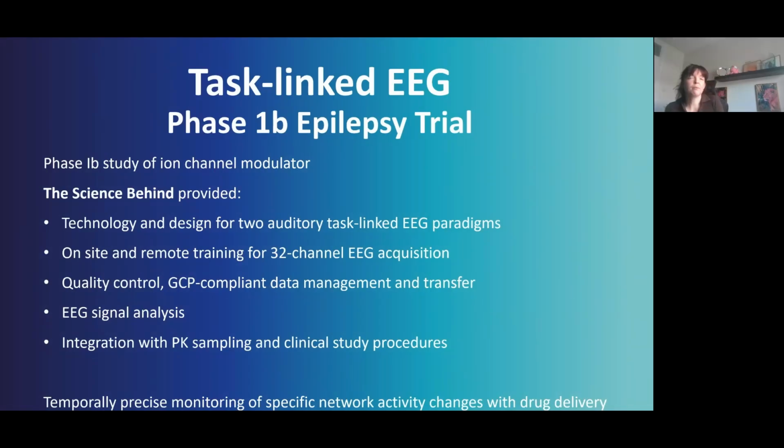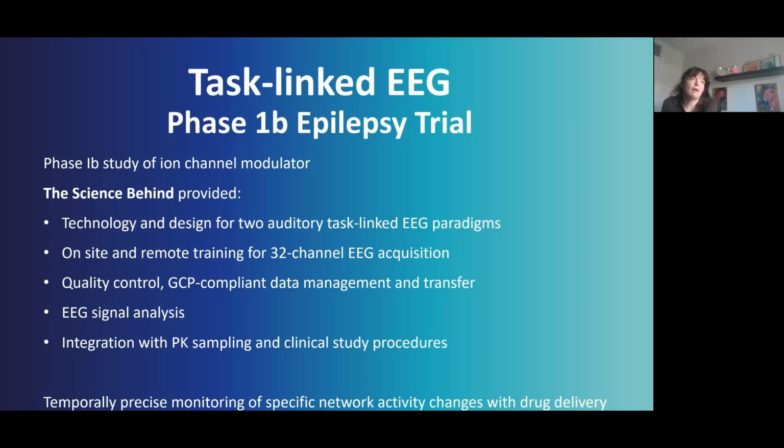So again, we've implemented these in various clinical trials. One example I'll give you is from a phase 1b study we did of an ion channel modulator in an epilepsy trial. Here, the science behind designed and customized the specific task and generated the software required to deliver that task and link it to the EEG. And then we provided on-site and remote training, as well as the 32-channel EEG hardware, to implement that in a clinical trial site abroad. We also provided quality control of the signals between each participant, to make sure that signals were being collected to an adequate quality.